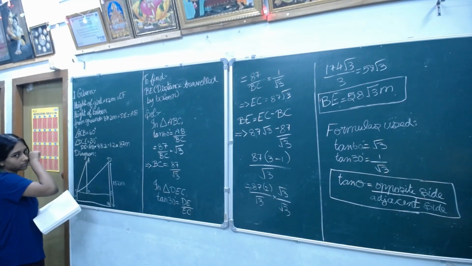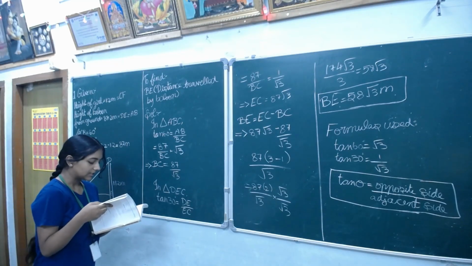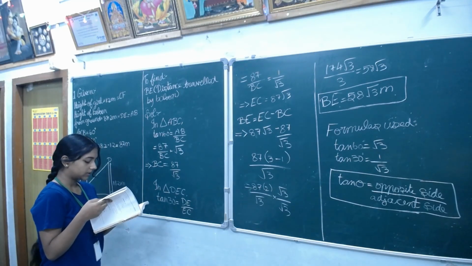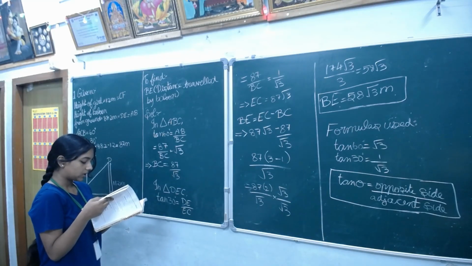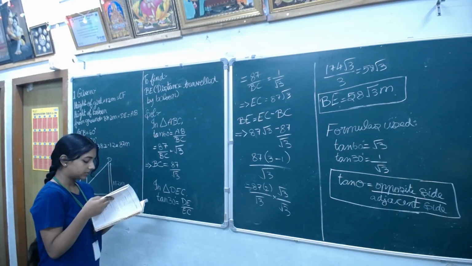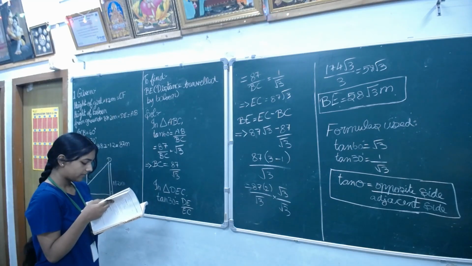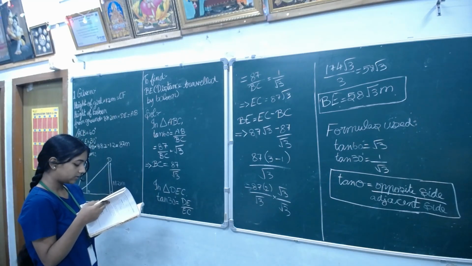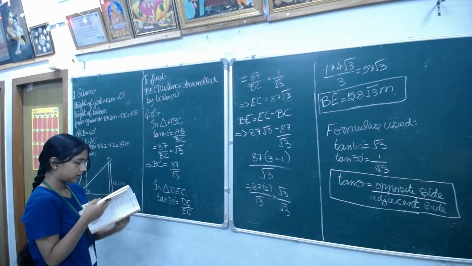First, read the question. A 1.2 meter tall girl spots a balloon moving with the wind in a horizontal line at a height of 88.2 meter from the ground. The angle of elevation of the balloon from the eyes of the girl at any instant is 60 degree. After some time, the angle of elevation reduces to 30 degree. Find the distance traveled by the balloon during the interval.